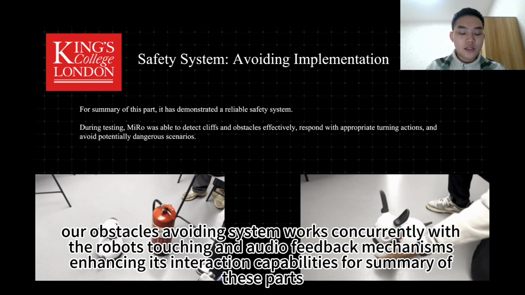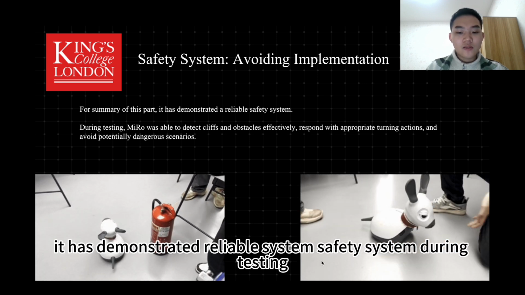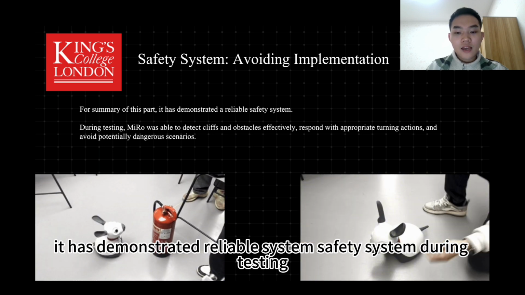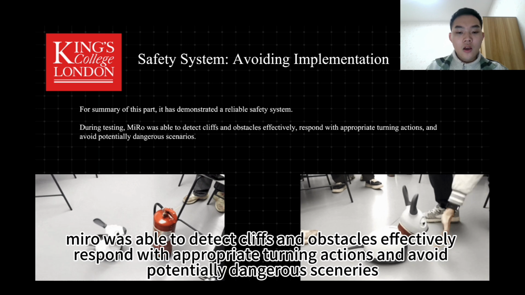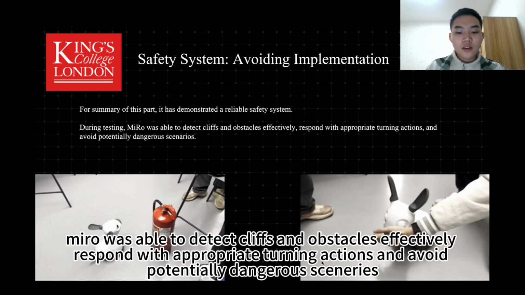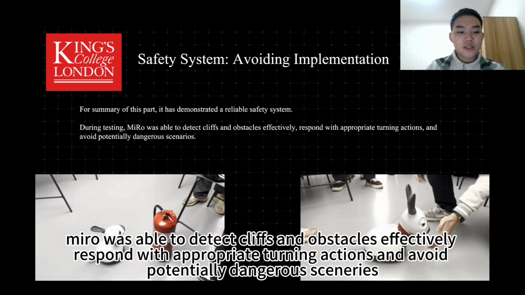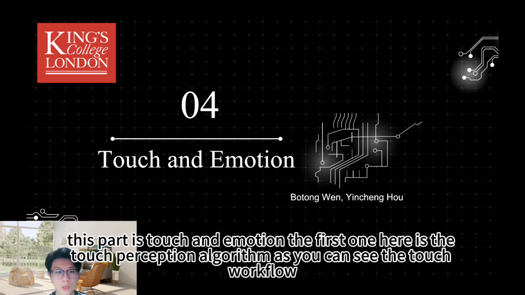For a summary of this part, it has demonstrated a reliable, safe system. During testing, Miro was able to detect cliffs and obstacles effectively, respond with appropriate turning actions, and avoid potentially dangerous sceneries.